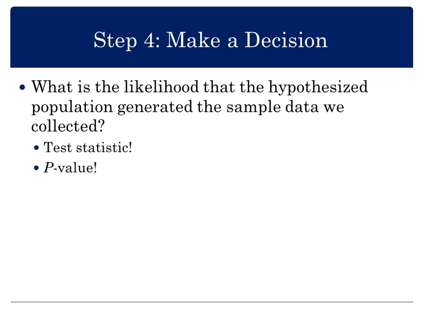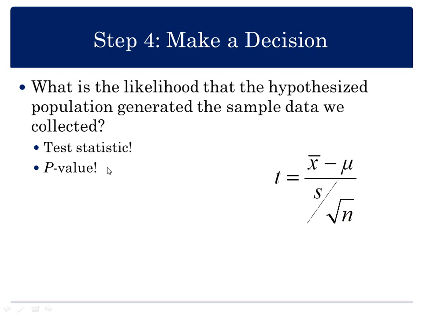So the question that we ask ourselves when we do hypothesis testing, when we're trying to actually come to a conclusion, is: what are the chances that my hypothesized population actually generated that sample data that we collected? And when we say chances or likelihood, we're talking about probability. So we have to get something like a p-value to quantify those chances. We also have to use things like test statistics. Test statistics are very useful because they help us think about the strength of our evidence.